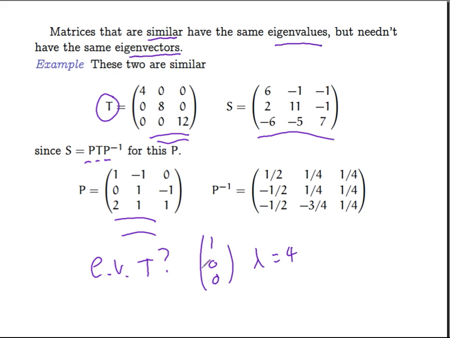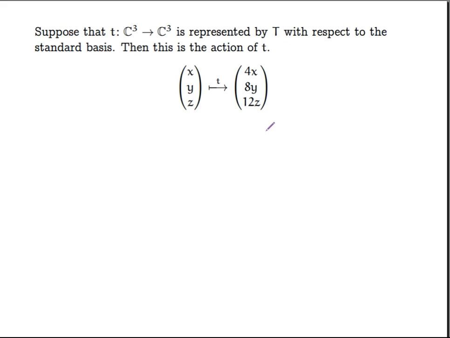Notice that whenever you have a diagonal matrix, the eigenvectors are going to be the standard basis vectors, because that's just how it's set up to be. All right, so here we have eigenvectors and eigenvalues for T. What about the eigenvectors and eigenvalues for S? Let's see how this works out. This is exciting. Okay, now here is how we represent the action of this diagonal matrix T. It multiplies the first component by 4, second by 8, third by 12. That's for the standard basis, for this transformation given by this matrix T.